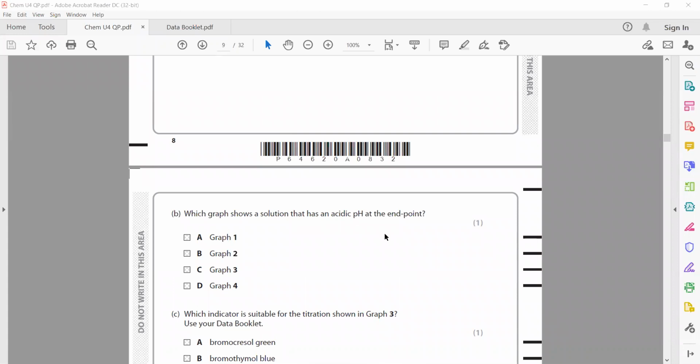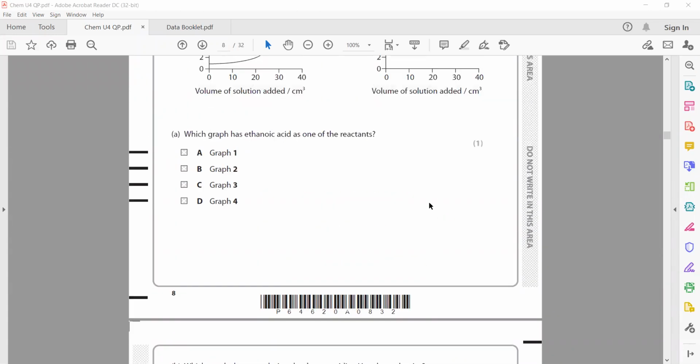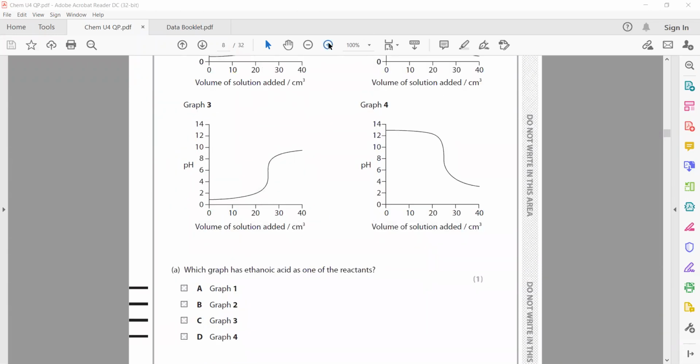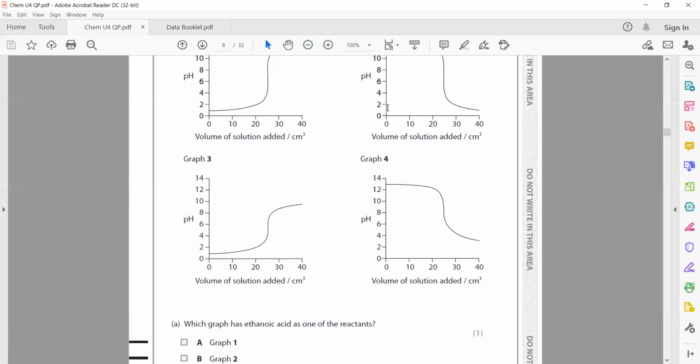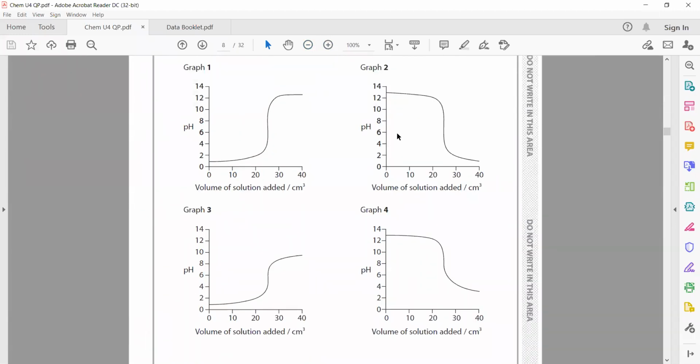Which graph shows a solution that has an acidic pH at the endpoint? Endpoint means when the indicator will show a color change and all the moles of acid completely neutralize the alkali. So when we check the endpoint here, this is for a weak acid, because when we have strong acid, this is a reaction for strong acid and strong base.